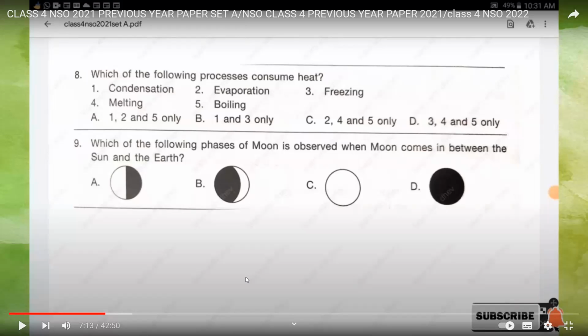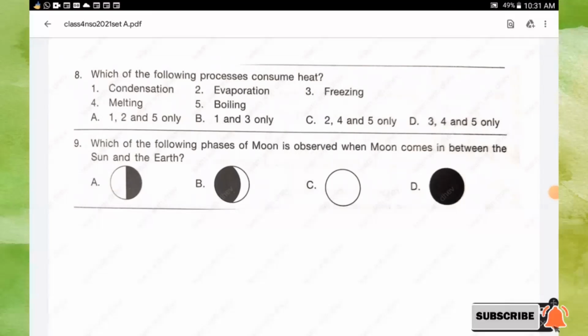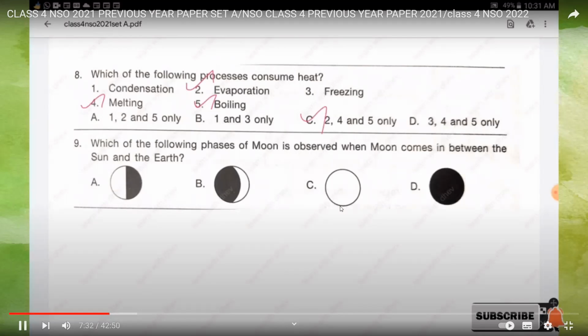Ma'am, option D. Option D. Let's see. Which of the following processes consume heat? Condensation, evaporation, freezing, melting, and boiling. So in evaporation, melting, and boiling, these processes will consume heat. Hence options 2, 4, 5. Option C is the right answer for this question.